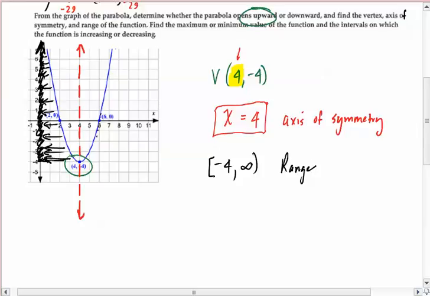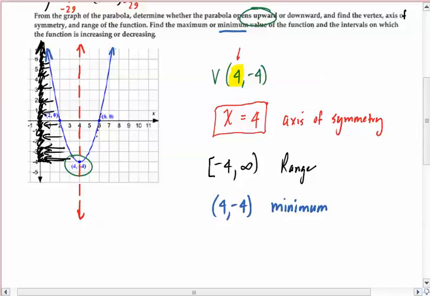All right, let's see. It says find the maximum and minimum value. What's the maximum? Well, there's no maximum value for this thing. This goes on forever, up. But it does have a minimum value, right? So the minimum value is (4, -4). We're going to call that the minimum. There's the minimum at (4, -4). Had to double check myself there.